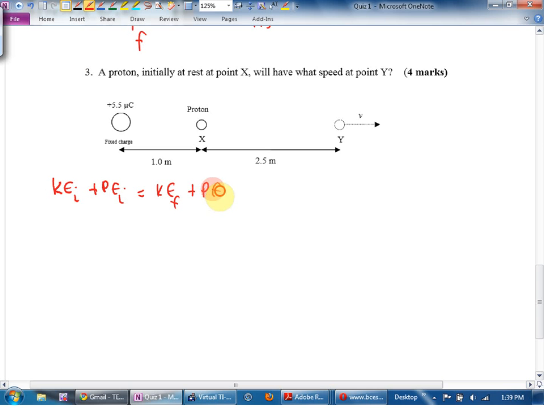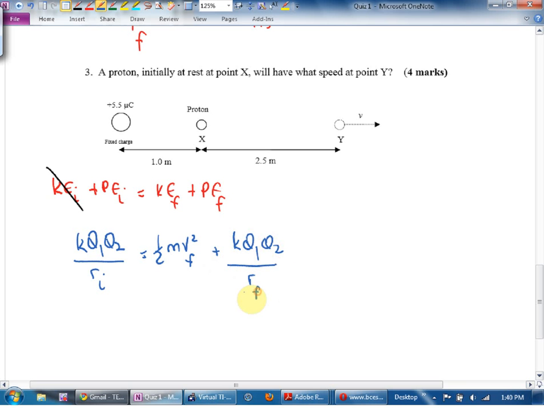And the nice thing here, Dylan, is because we're on the subatomic level, really not worried about heat. It's not going to make a difference, or not a significant difference. Why can I do that? Initially at rest. So this is going to be k q1 q2 over r initial equals 1/2 m v final squared plus k q1 q2 over r final.